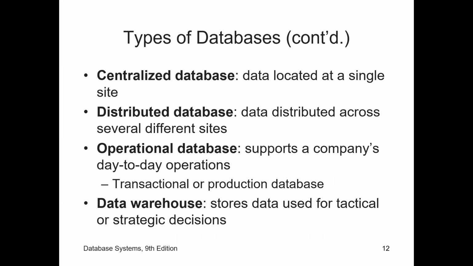Types of databases continued. Location might also be used to classify the database. For example, a database that supports data located at a single site is called a centralized database. A database that supports data distributed across several sites is a distributed database.